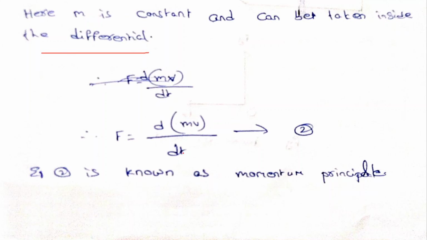See here, and this equation I am taking as equation number 2. This equation is known as the momentum principle. Understood now? This equation 2 is known as the momentum principle. Here you may have one doubt. If you see in our syllabus book, there will be the momentum principle, the momentum equation, like this. Hope you have understood what the momentum principle is now. That is, force is equal to d(mv) by dt. Okay, now let's go to the next point.